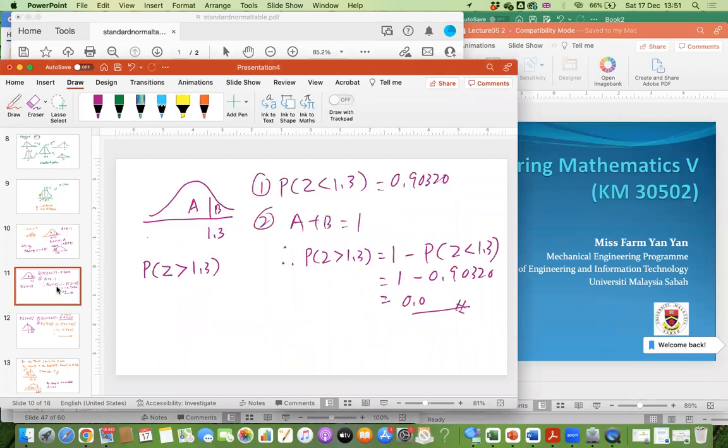Try it out. For example, this one: I would like to find the z-score bigger than 1.3, where the shaded area is on the B side. So what should we do? First, because the table is showing the A, the left side, we first find the A side, as referred to in the table.